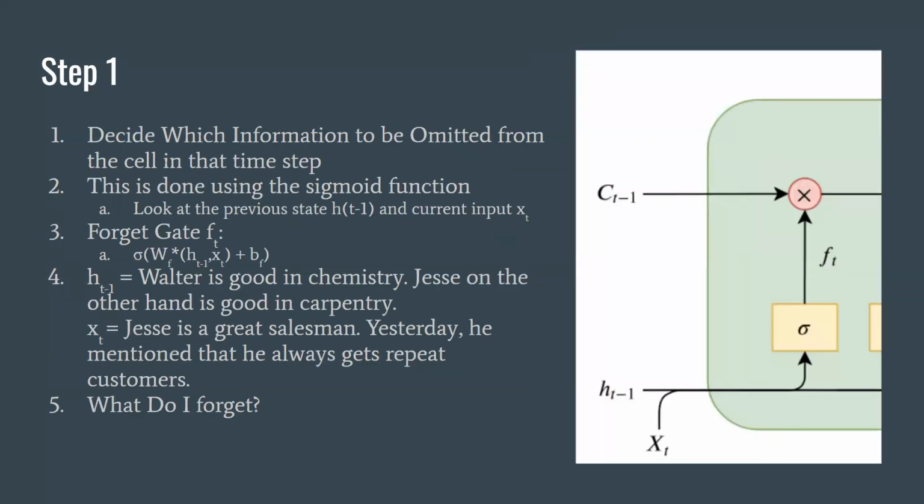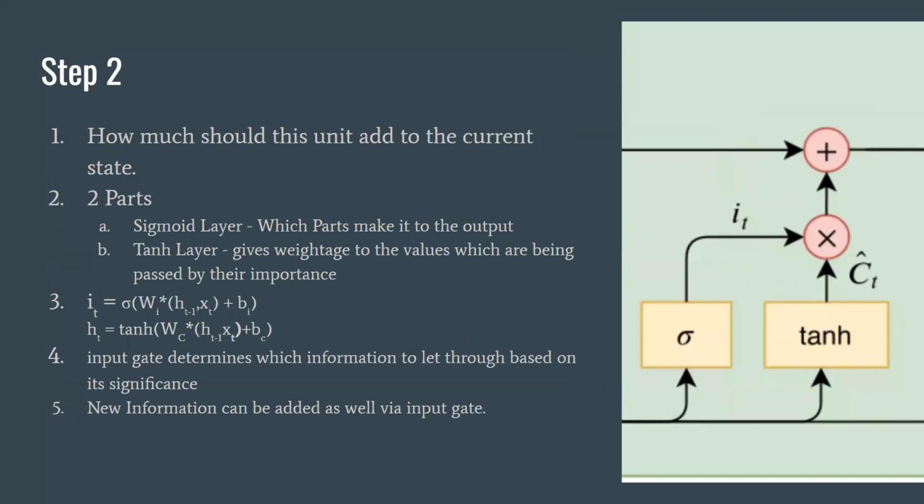If we look at this example here, Jesse is a great salesman. Yesterday you mentioned whatever. What do I need to remember? I need to remember Jesse. I need to remember salesman. I need to remember repeat customers or something like that. Do I need to remember that very often? No, right? So we're going to apply weights to each one of our words here, especially the ones that we need to remember. Then we multiply it with the tan h. So that's what we get over here. And lastly, new information can be added. If you have another sentence, you pass it through the sigmoid function, update it, and then multiply it, and then you'll have adjusted weights.